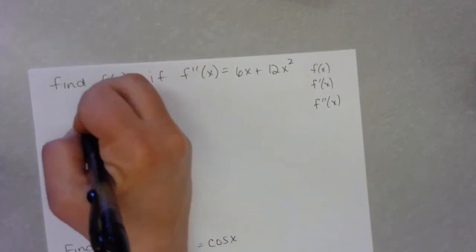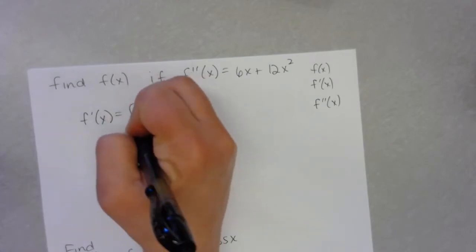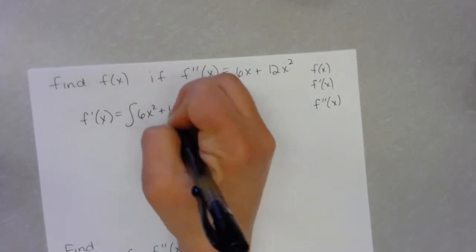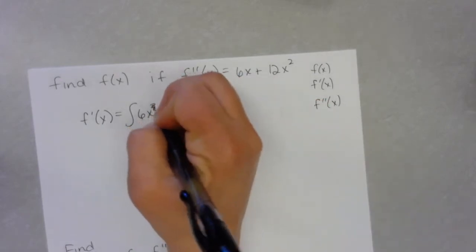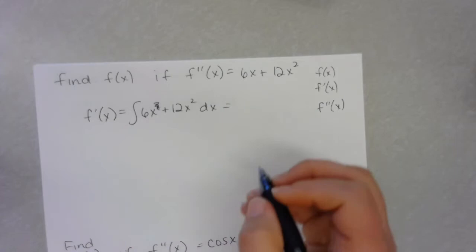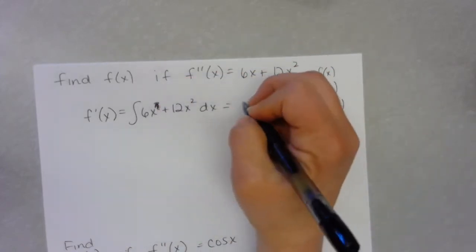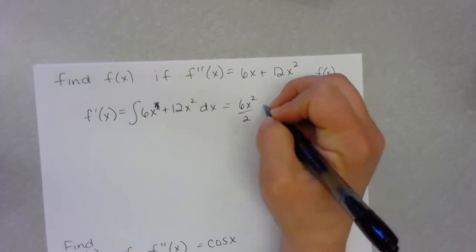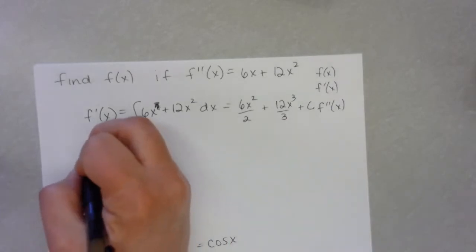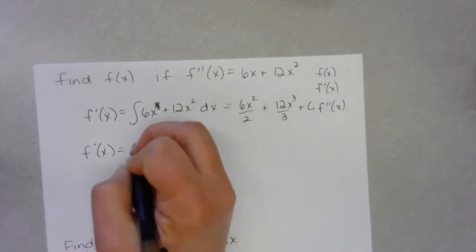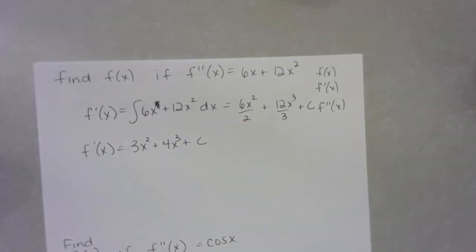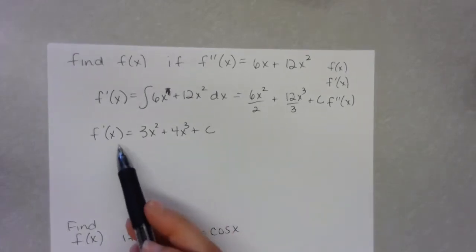So that means that f prime of x would be equal to the antiderivative of f double prime of x, which is 6x plus 12x squared dx. This is a plain 6x here, so this will be 6x squared over 2. This will be 12x cubed over 3 plus c. So to simplify this a little bit, my f prime of x is now equal to 3x squared plus 4x cubed plus c.